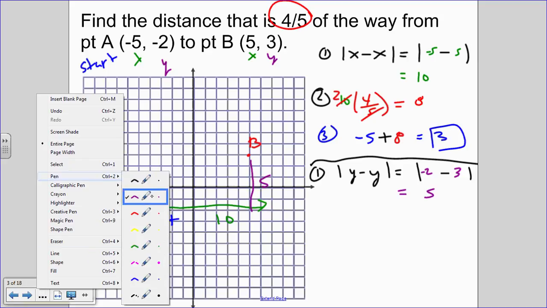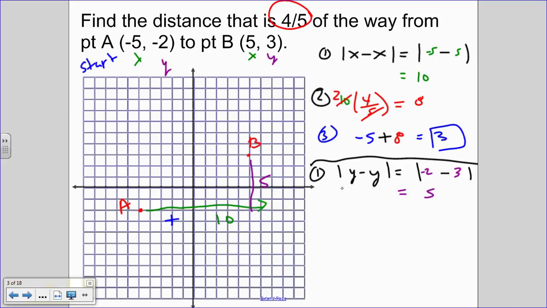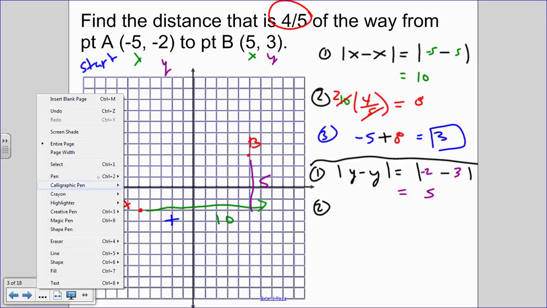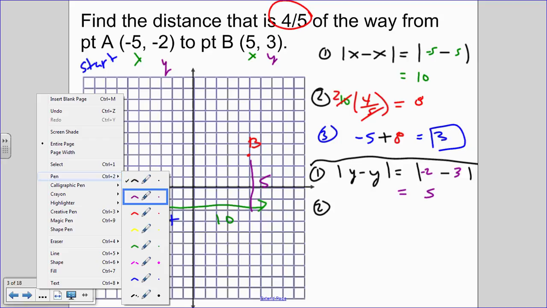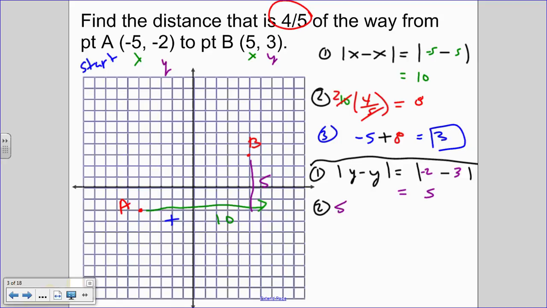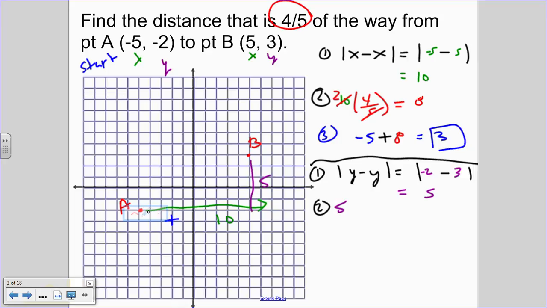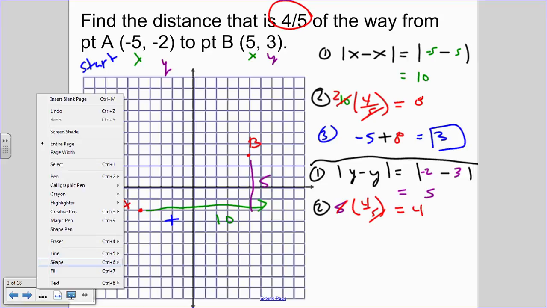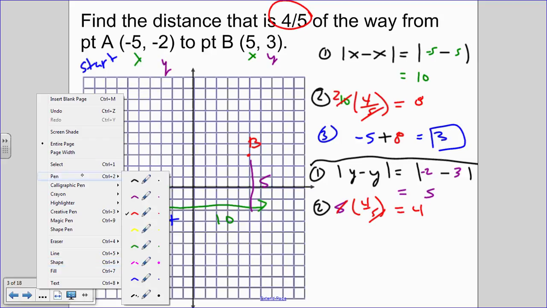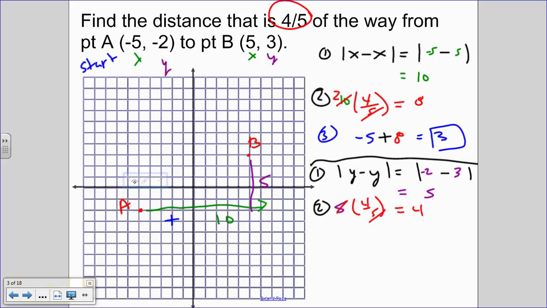Step 2, multiply that total distance by the fraction 4/5 to find the fractional distance. So 5 times 4/5. The 5's will cancel, leaving you with just 4. Those are those fraction skills we've learned in elementary school, my dears.